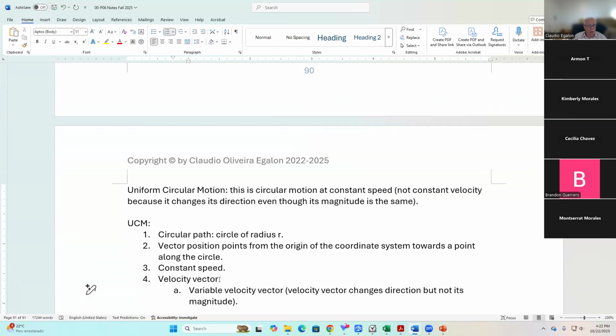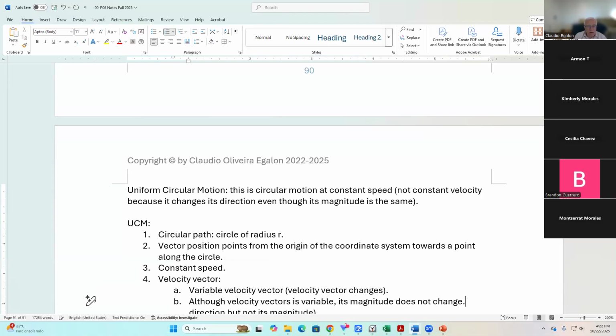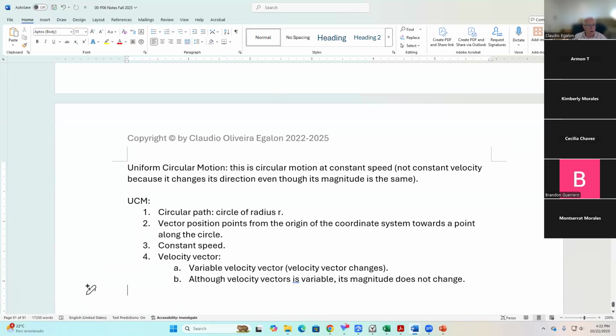Variable velocity vector. By variable, I mean the velocity vector changes its direction. Although the velocity vector is variable, its magnitude does not change, right? Only its direction.